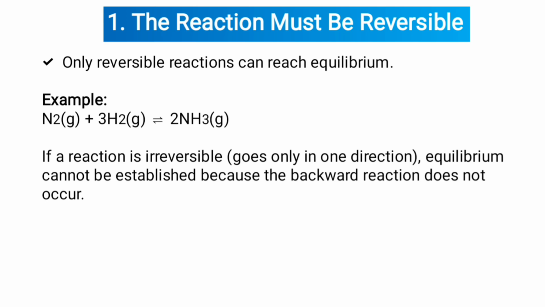So, the first condition, the reaction must be reversible. Dear student, only reversible reactions can reach equilibrium. Example, N2 gas plus 3H2 gas gives 2NH3, which is also a gas. Dear student, if a reaction is irreversible, meaning it goes only in one direction, equilibrium cannot be established because the backward reaction does not occur.